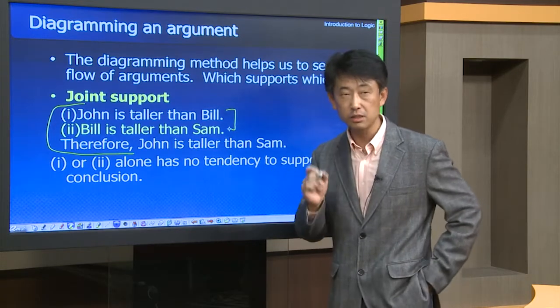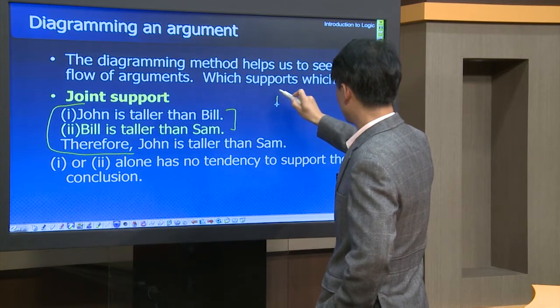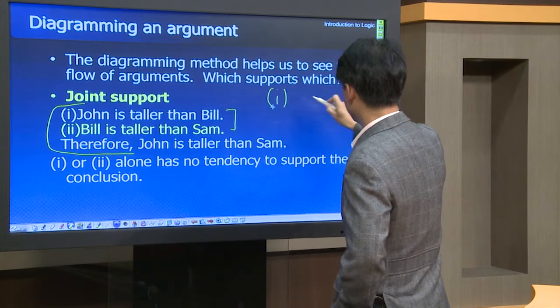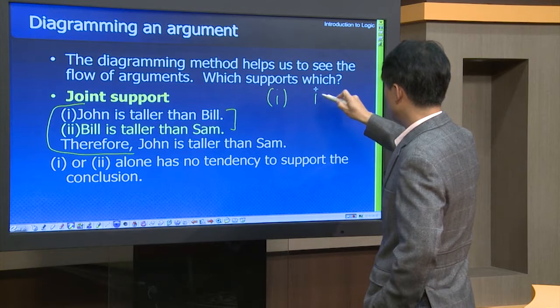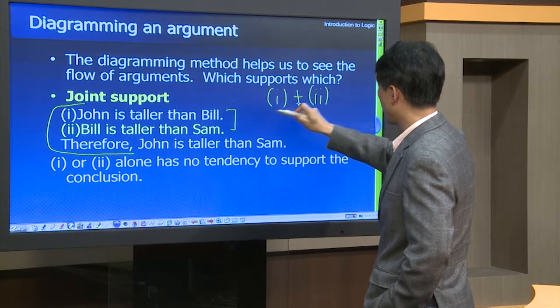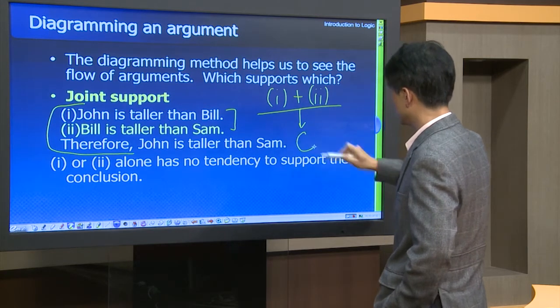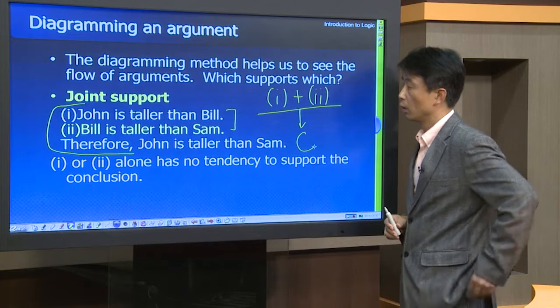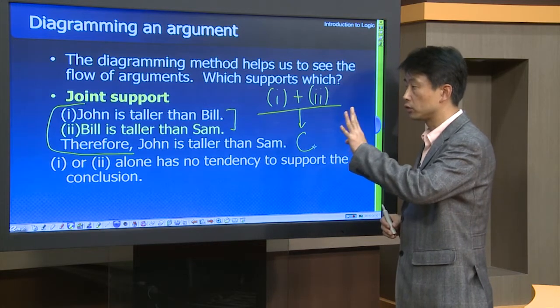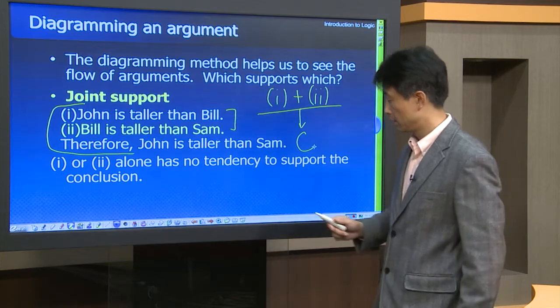And we indicate this fact by drawing in this way. The premise 1 and premise 2, they work together to support the conclusion. Okay? We indicate the joint support in a diagram in this way. Okay?